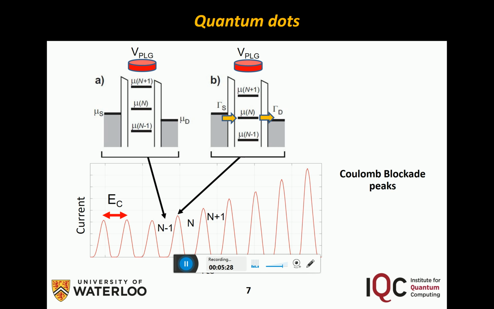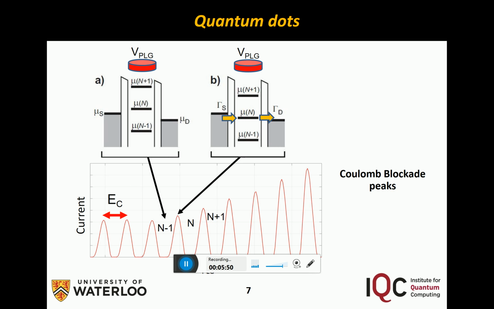If otherwise this is not the case, then current is not allowed to flow. If you then look at the current through the dot as a function of this controlling voltage, which is usually called plunger voltage, then you would see a series of peaks referred to as Coulomb peaks. So on each peak, you have fluctuating charge in the dot.